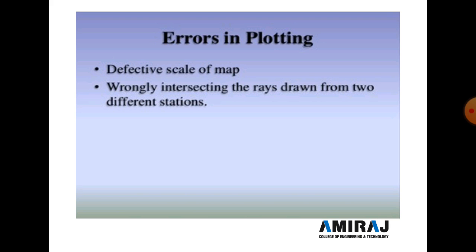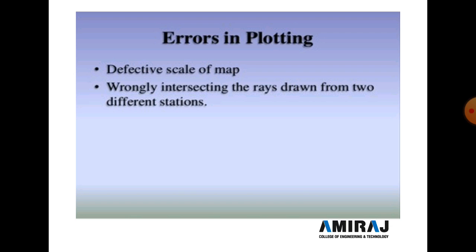And errors in plotting. Errors in plotting are divided into two parts. First, defective scale of the map, meaning we take a scale like 1:1, 1:1.5, etc. Some parts we draw at a 1:1 scale, some parts at 1:1.5, and some parts again at 1:1. So each time the line length is changed, and due to this, error is generated in plotting the area.